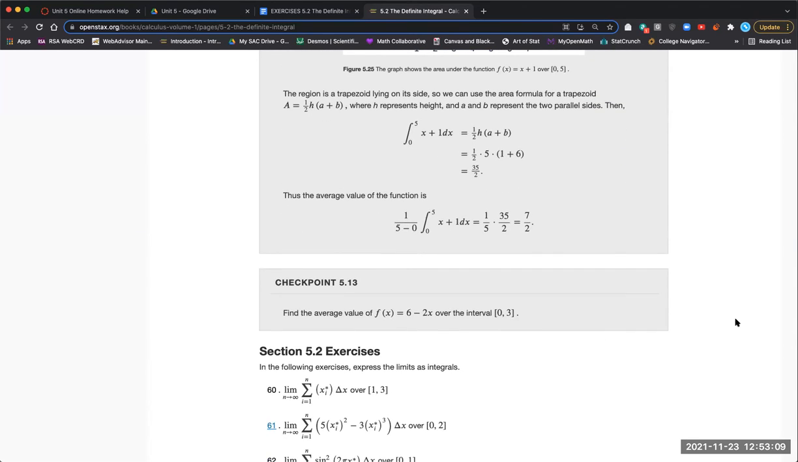So hopefully that's helpful, a little explanation of where we're headed. We'll move forward with using formulas and rules to calculate areas underneath the curve.